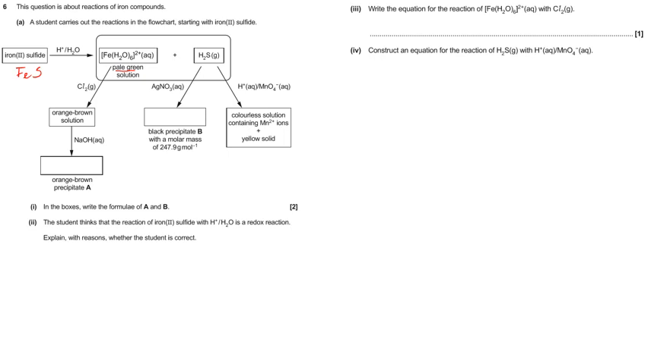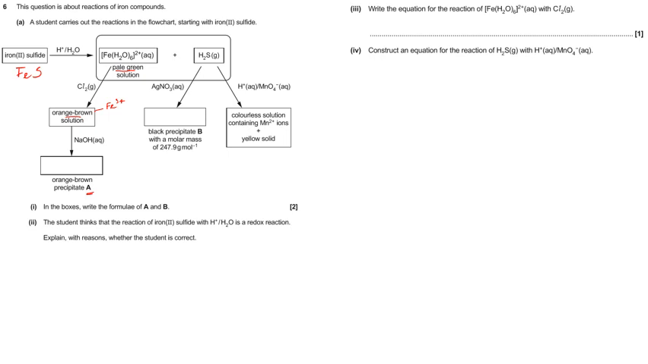Okay, so on the way to A, because we've got to identify A, let's follow the path down to it, because we're going to have to do the rest anyway. If we bubble some chlorine gas through it, what's going to happen? Well, the clue is orange-brown. It's a solution, so we must have iron 3+. So the colour gives us the clue that we've got iron 3+ ions now in solution.